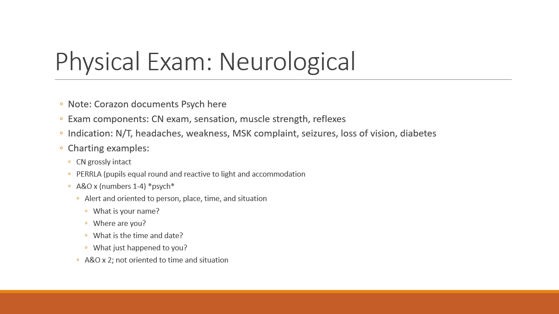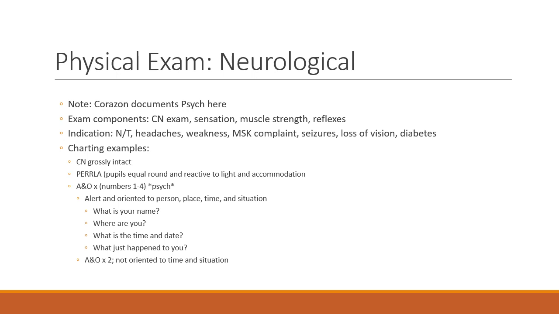Most commonly, you're going to see something that says A and O times some kind of number, either 1 through 4. This is a psych component, and again, we include psych in our neuro exam at Corazon. The numbers 1 through 4 refer to person, place, time, and situation, and the number stands for how many of these elements the patient is alert and aware of. For example, you can gather this by asking the following questions. What is your name? It's for person. For place, where are you? For time, what's the time and day? And for the situation, what happened to you?